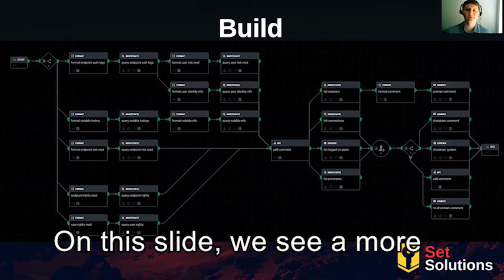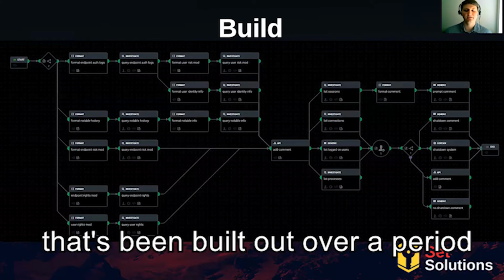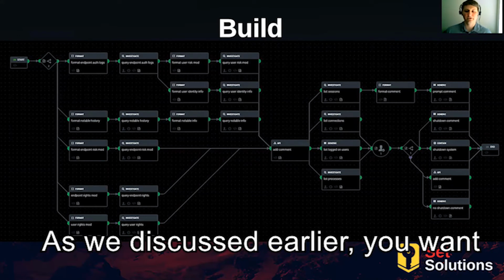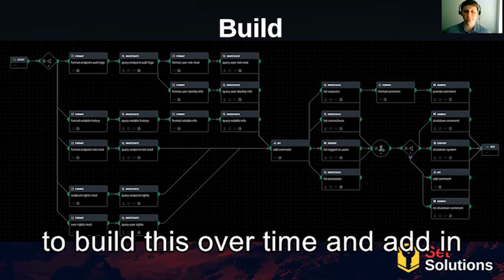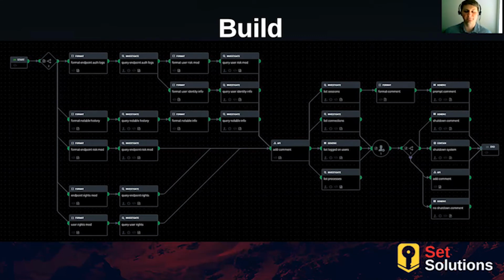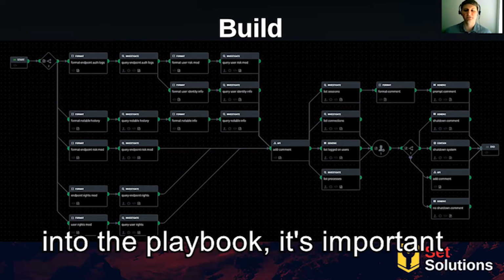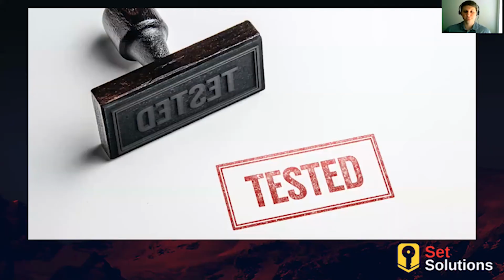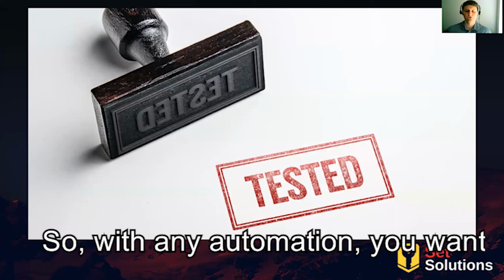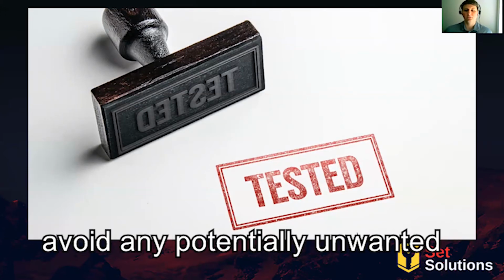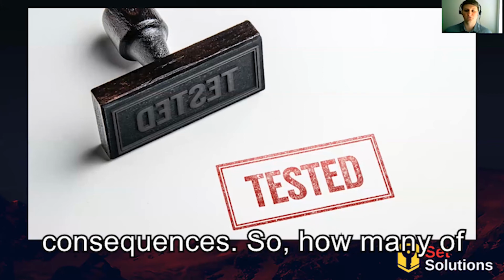On this slide, we see a more complex and developed playbook that's been built out over a period of time. As we discussed earlier, you want to build this over time and add in automated tasks a few at a time. As each of these tasks is added into the playbook, it's important that it goes through rigorous testing. With any automation, you want to go through rigorous testing to avoid any potentially unwanted consequences.